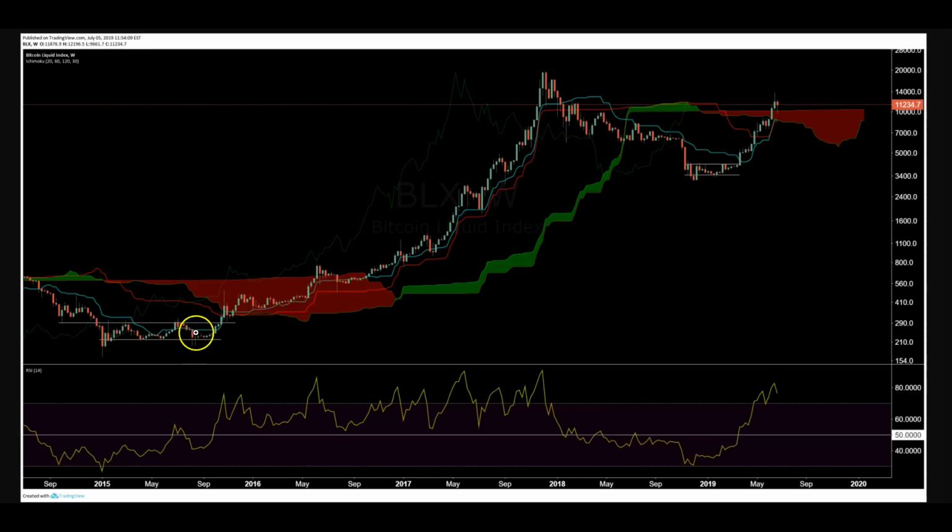Previously we had consolidation, a little markup, long consolidation, another markup above the weekly cloud, and then another consolidation slowly, and then faster and faster markups and consolidations. So far, we've skipped these slow consolidation periods for this run. We consolidated and then it's just been straight up. So based on that, we're due for some slowness. Whether or not that happens, I don't know.